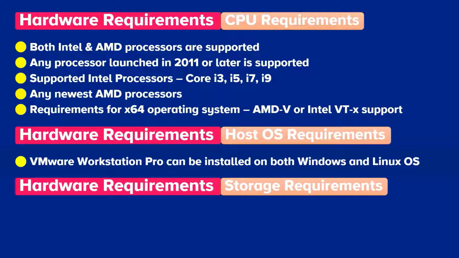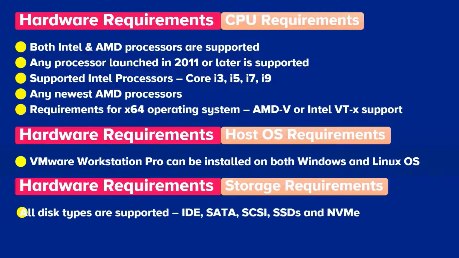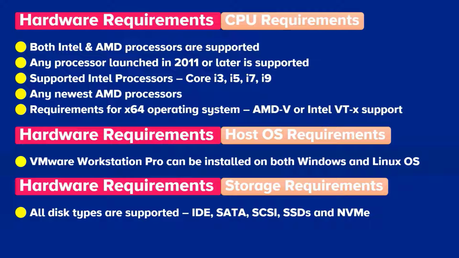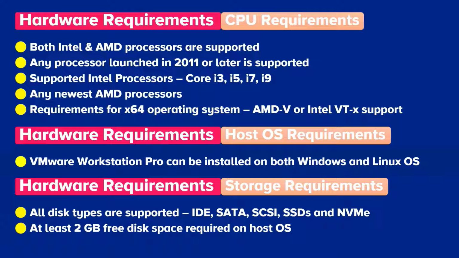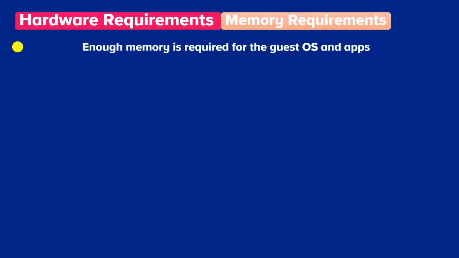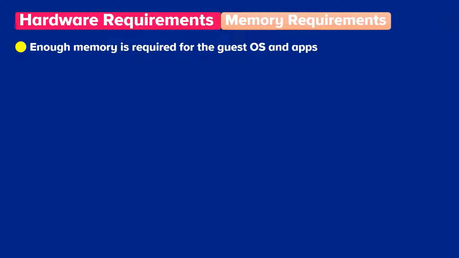For the storage requirements on the host OS, you can use pretty much all types of disks, starting from IDE disk, SATA disk, SCSI disk, and the faster SSD and NVMe disks. But you need at least 2 GB of free space on your host OS to install VMware Workstation. Moving on, for the memory requirements on the host OS, you need enough memory to run your virtual machines and the applications that you install on top of them.